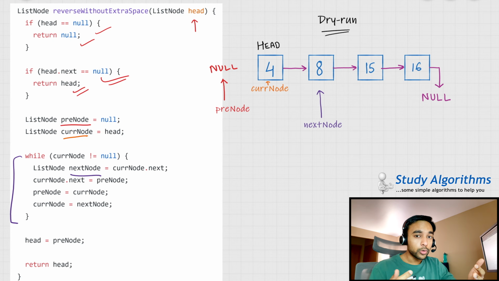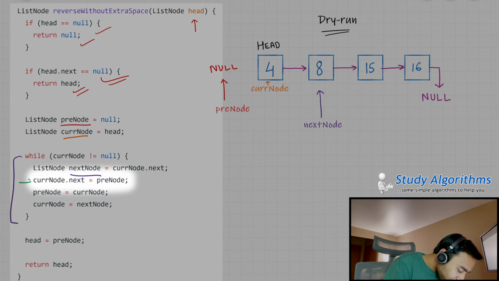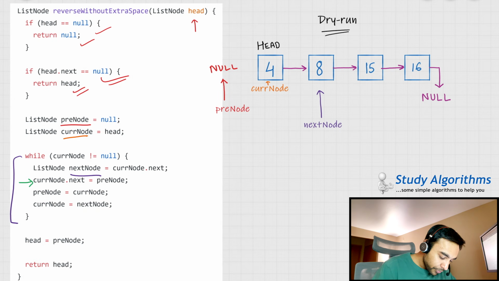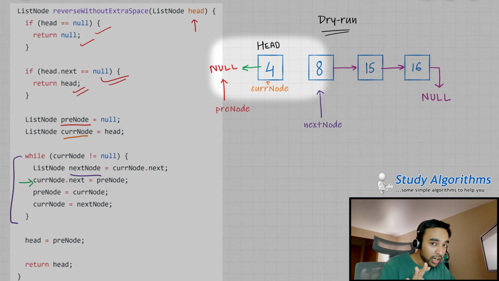Now all we need to do is swap the pointers so that the list becomes in a reverse order. Watch the next steps very carefully. I do a current node dot next equals to previous node. So this will change the pointer of the current node. So I remove this pointer and I say current node dot next equals to previous node. So the next pointer of current node is now pointing at null.